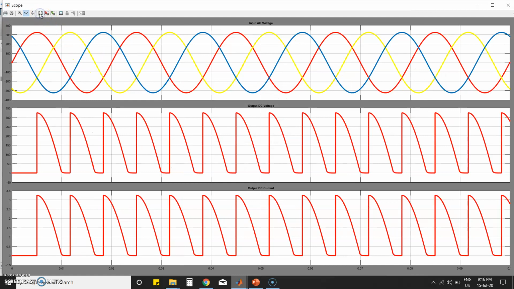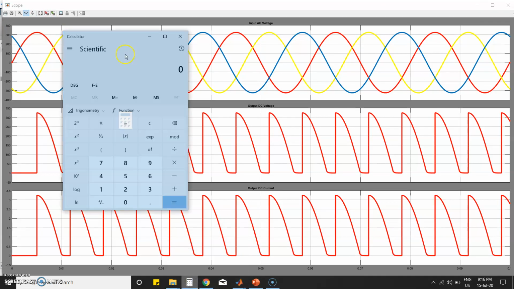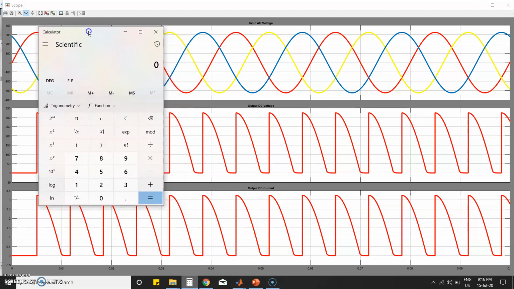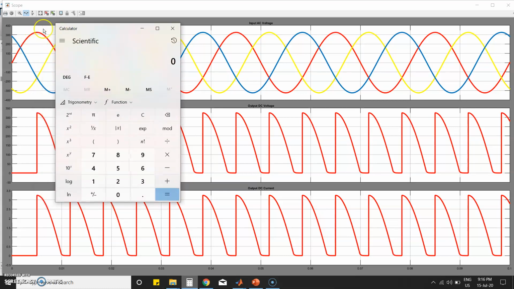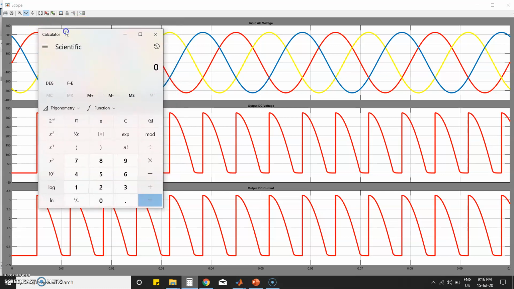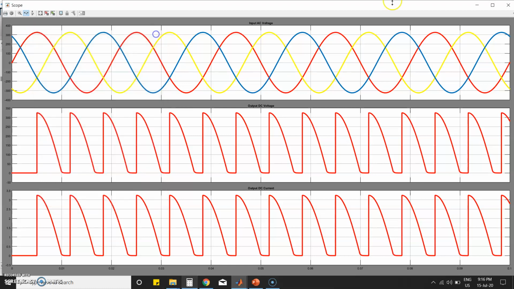So now we can see the difference. The same calculator we can use to show how the firing angle changes. Now you can see the firing angle: 30 plus 60 is equal to 90 degrees. It was cut at 90 at this point. At 30 it was here, at 60 it was here. So this is the output.